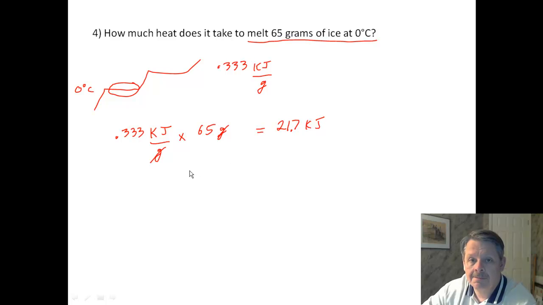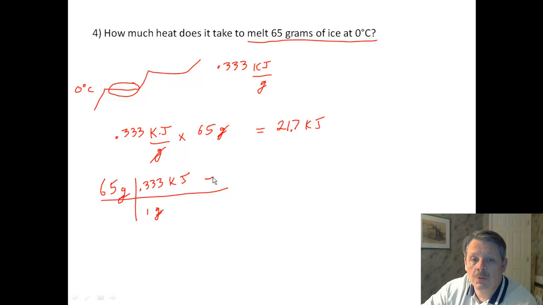Okay? Now, the other way to do this, if you like, is with our typical way of looking at problems. So I'm going to write it that way as well. We start with 65 grams of ice, right? And if we do it this way, we have a relationship of kilojoules to grams, that 1 gram takes 0.333 kilojoules. So our grams cancel. We're left with kilojoules. And again, doing the math, we get 21.7 kilojoules of energy. So you can do it either way, but that's your answer.